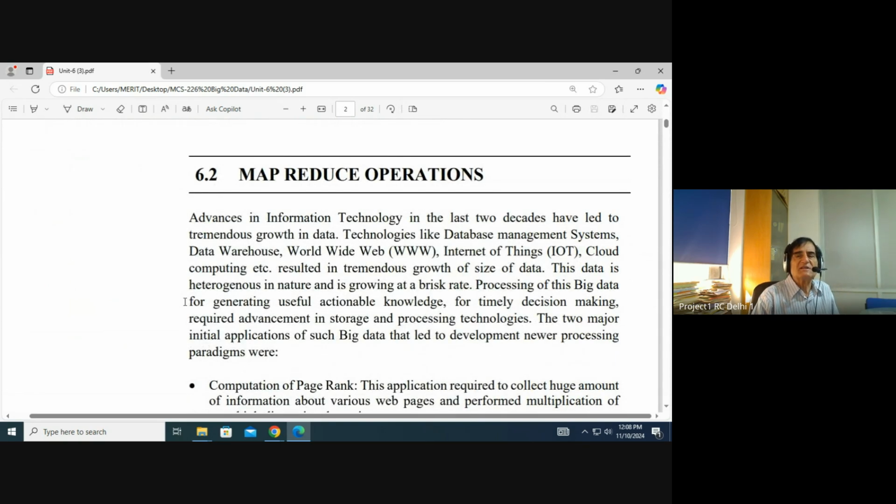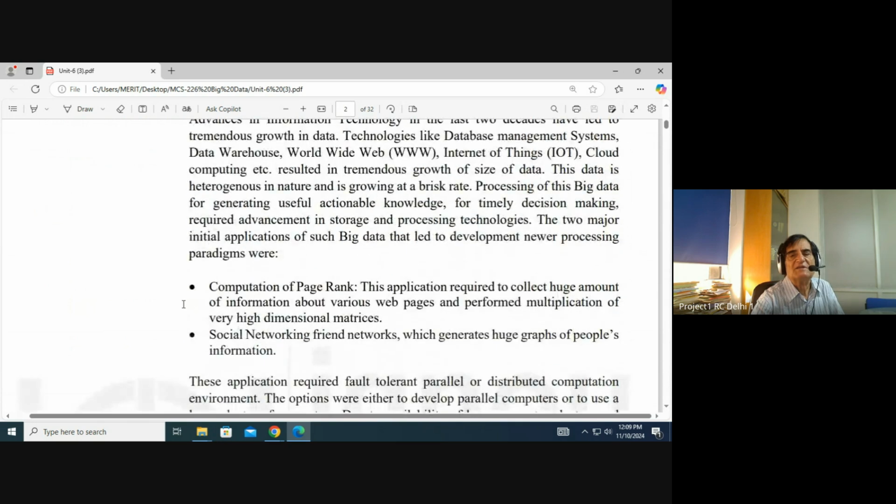Advanced information technology in the last 2 decades has led to tremendous growth in data. Technologies like database management systems, data warehouses, the World Wide Web, Internet of Things, cloud computing, etc., resulted in tremendous growth of the size of the data. This data is heterogeneous in nature and is growing at a brisk rate. Processing this big data for generating useful, actionable knowledge for timely decision making required advancement in storage and processing technology.